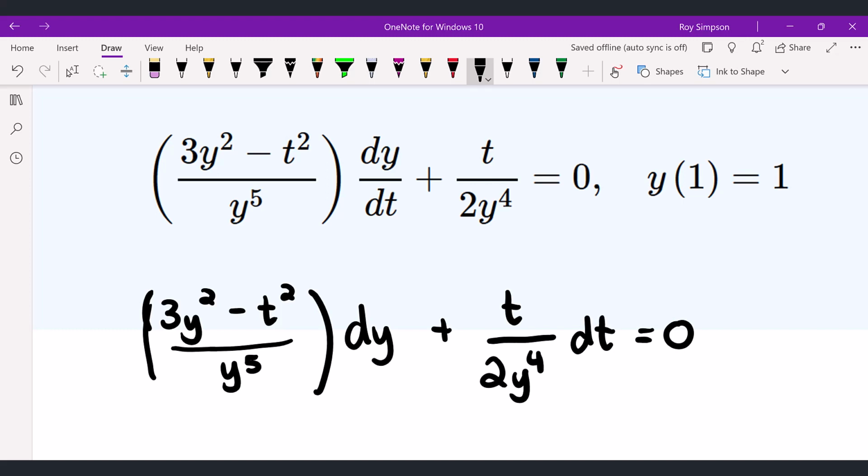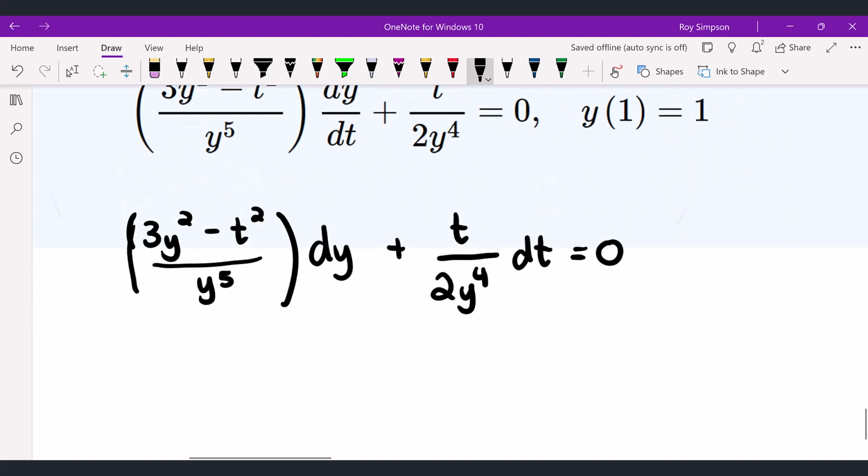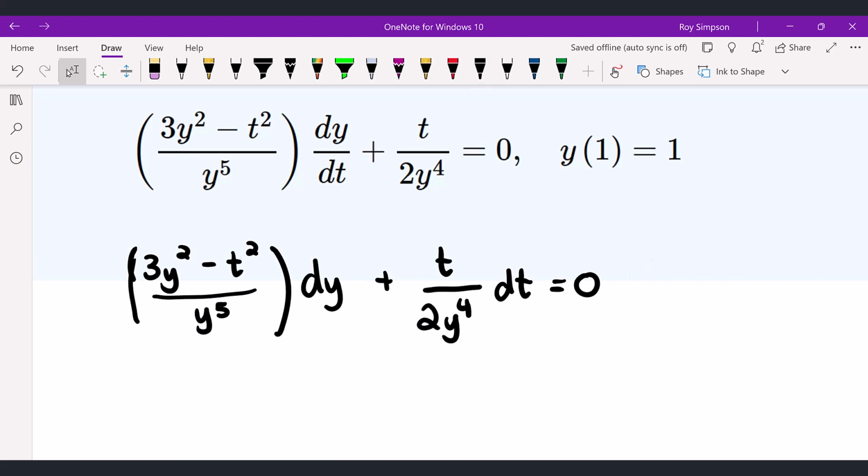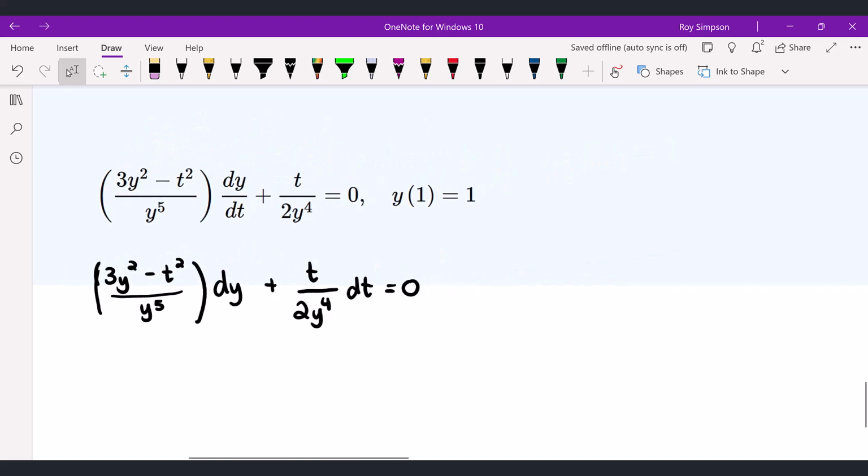All right, now that we are in differential form, that is, it's no longer written as dy dt, but instead in terms of differentials, we're going to go ahead and see if this is exact. Now remember, a differential equation is exact if there exists a function such that the partial of that function with respect to y is the coefficient of the differential of y, and the partial of that function with respect to t is the coefficient of the differential dt.